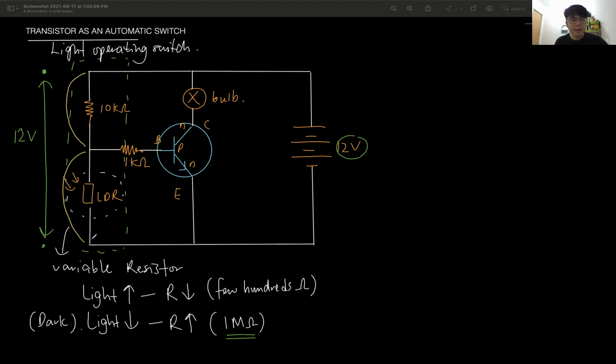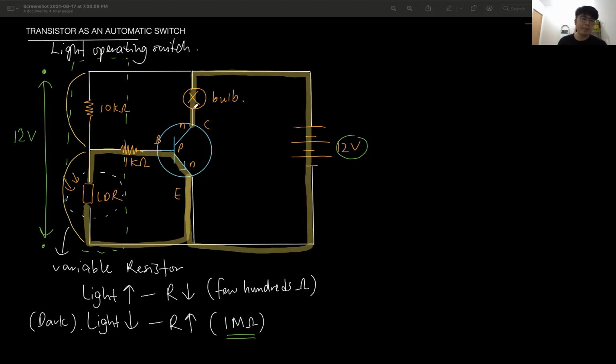So if this becomes high, then it will have enough voltage to cause current flow in the base circuit. You can see this base circuit here. The LDR is connected in the base circuit. This circuit, here, here, here. So it will cause current to flow in the base circuit, and thus it will open the gate for the current to flow in the collector circuit, and thus the bulb will light up.